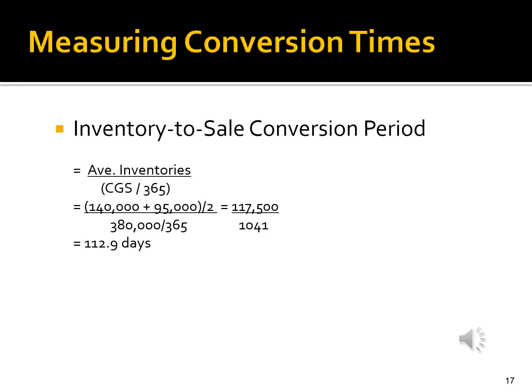Measuring conversion times, first is the inventory to sale conversion period. To calculate it, it is average inventories divided by cost of goods sold divided by one year, based on yearly figures. We get 112 or 113 days as the period to convert the inventory to sale.